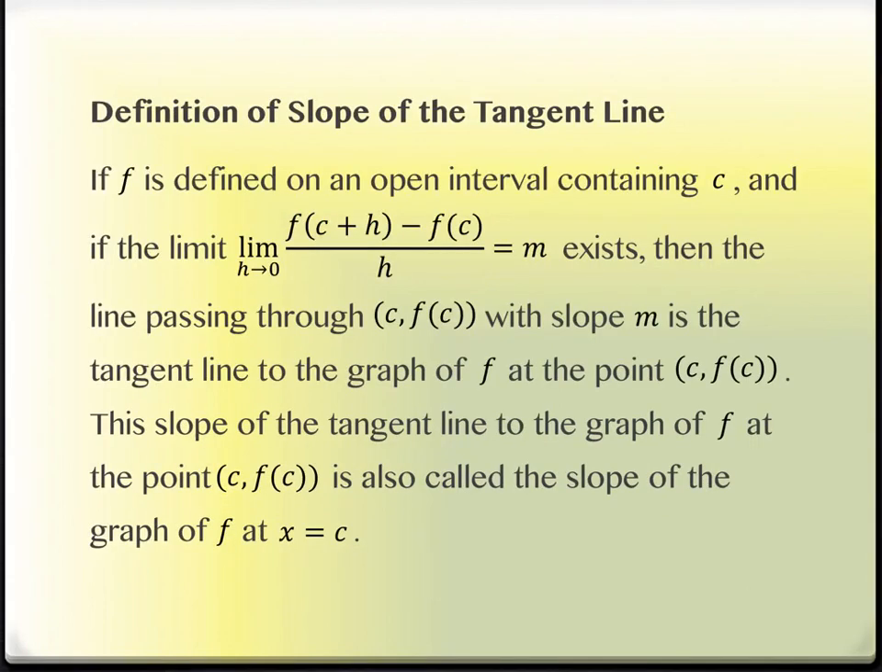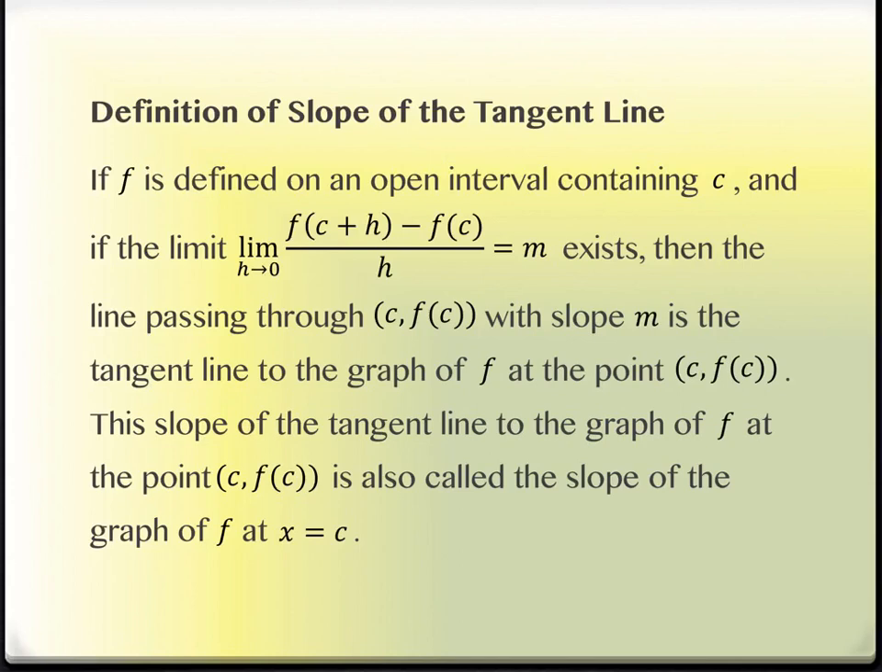So f is defined in an open interval containing c. We saw that happen, right? It's got to be defined, so no holes, no gaps, no asymptotes. Then if we take the limit as h goes to 0 of that same slope that we found on the previous slide, f of c plus h minus f of c over h, this equals m, and this value will exist. The line passing through c, f of c with slope m is called the tangent line to the graph of f at that point.